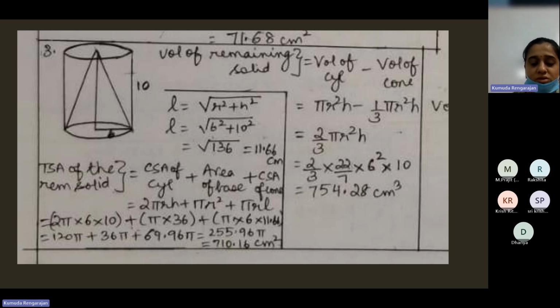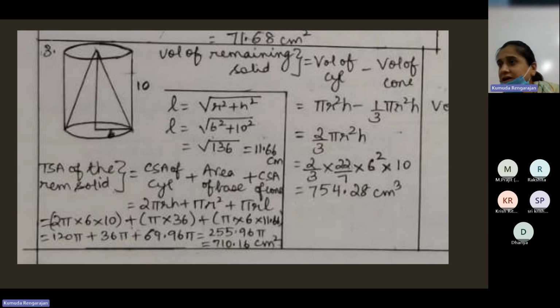Now I've substituted everything in terms of pi: 2 pi RH, pi R square, pi RL. I add everything and I get 255.96 pi. Then, once for all, the value of pi 22/7, and I get 710.16. I think you can adopt the same way of calculating. Or you can take pi common. Instead of taking pi common, I think this will be easier. Or you can take out pi R common. When you take out common, be careful while working.